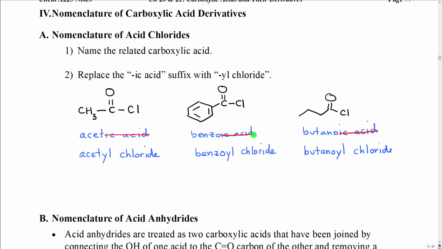Similarly, we have benzoic acid. So we cross out the "ic acid," we put "yl chloride." So this is pronounced benzoyl chloride. This is actually two syllables, benzoyl. And it's very important that we keep the O, because there is also a molecule named benzyl chloride with no O that has a different structure. Finally then, if we go back to butanoic acid, this is an IUPAC name. We would cross out the "ic acid," so we'd keep the O. We would call this butanoyl chloride.